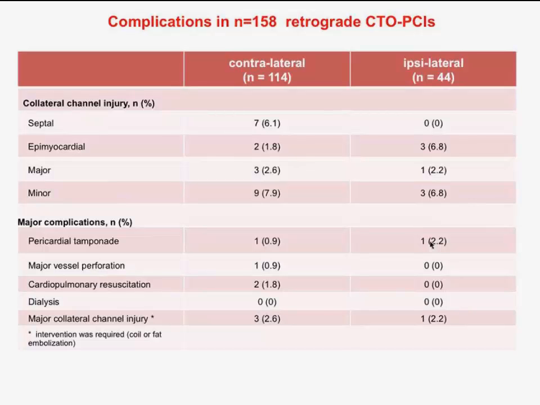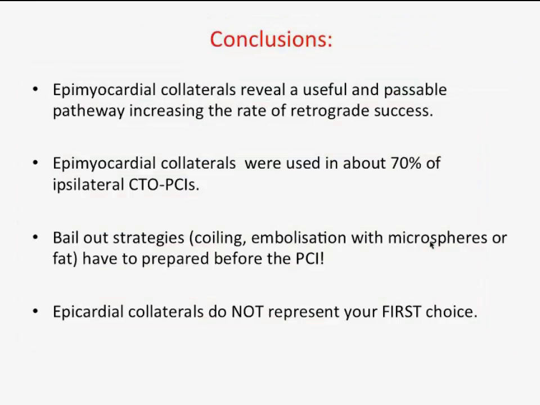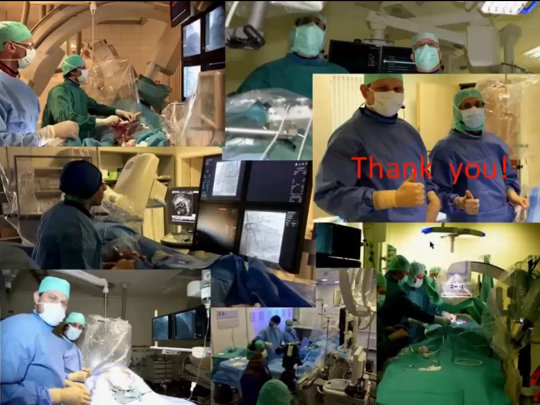That's what we're seeing more often. So my conclusions: epicardial collaterals reveal a useful and passable pathway, increasing the rate of retrograde success. Epicardial collaterals were used in about 70% of ipsilateral CTO PCIs. It's a bailout strategy. We should have bailout strategies, and we have to prepare them before the PCI, such as coiling or embolization with microspheres or fat. And I think it's not the first choice of retrograde approach for sure. So thank you very much.